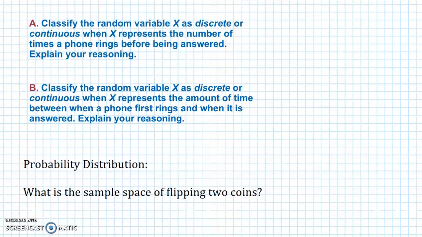So let's look at a couple examples of discrete and continuous random variables. We have the discrete random variable x, which is just a very popular thing to call a random variable, representing the number of times a phone rings before it is being answered. That would represent a discrete random variable because the phone will ring 3 or 4 or 5 times. It could technically keep going at integer values forever, but eventually the phone will stop. So this would be a discrete.